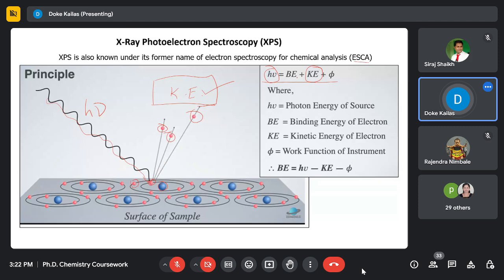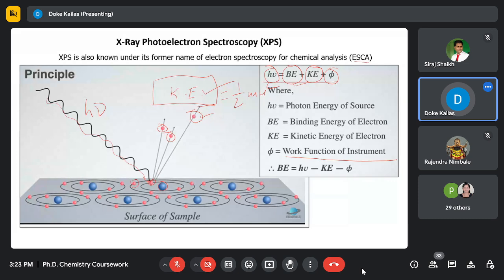The binding energy is a very important property or characteristic of each electron in a given atomic system. Every electron has a different binding energy. So the amount of energy required to remove the electron from the system up to the Fermi level, later on I will explain what is meant by Fermi level, that is called the binding energy of the electron. So every electron has a binding energy, whether it is bound in the core shell or the valence shell.